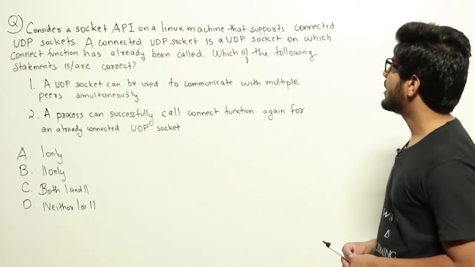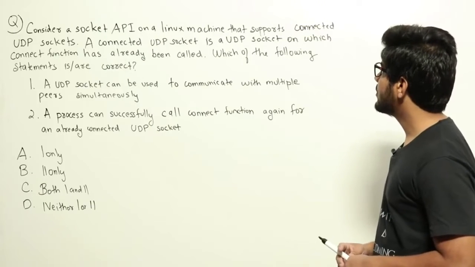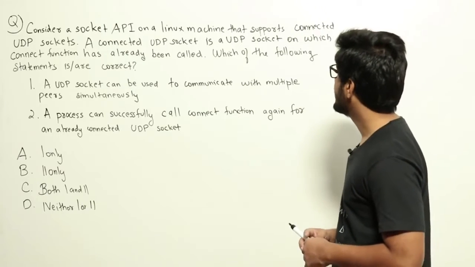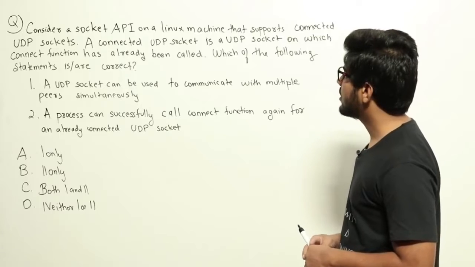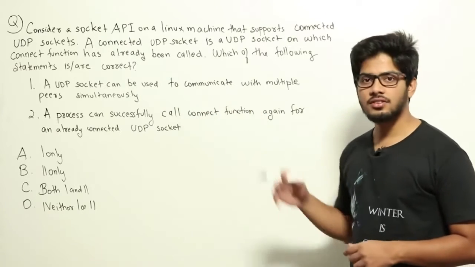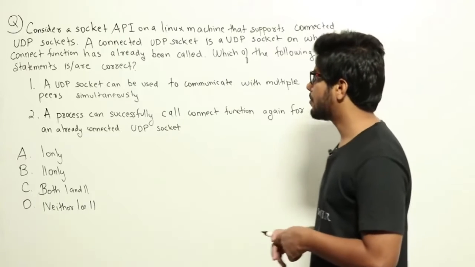Consider a socket API on a Linux machine that supports connected UDP sockets. A connected UDP socket is a UDP socket on which connect function has already been called. Which of the following statements is or are correct? We have been given two statements here and they are asking which of these are correct. So this is a question from computer networks regarding UDP. So let's look at the statements one by one.